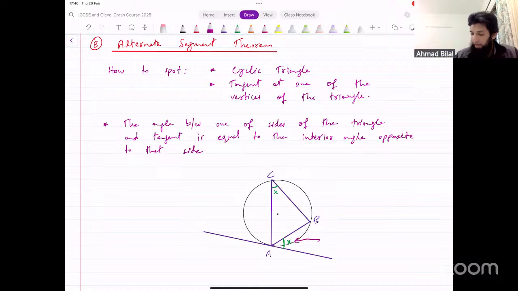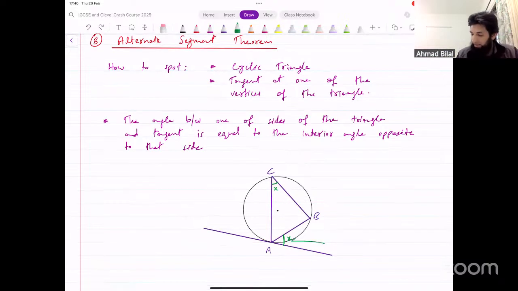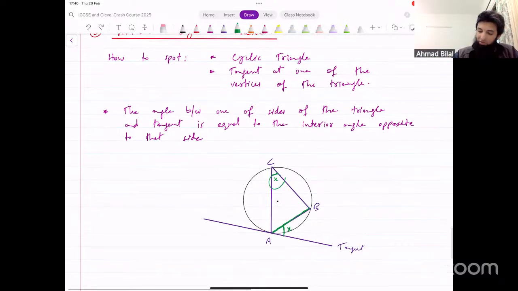We have this angle x here. So we have this tangent going outside, and we have a triangle inside like this. If this angle here is x, this is the angle made by this side with the tangent outside. The angle that is opposite to this side, inside the triangle, is also going to be x.